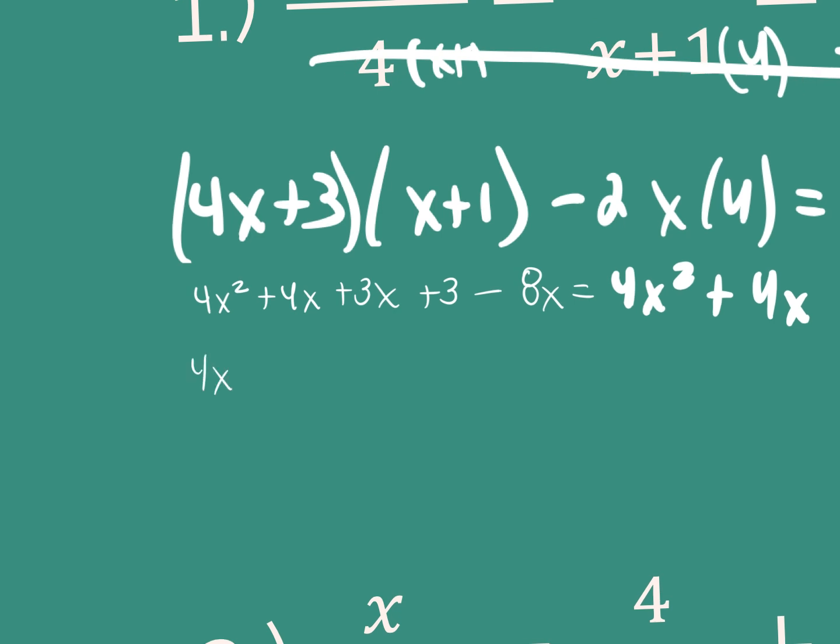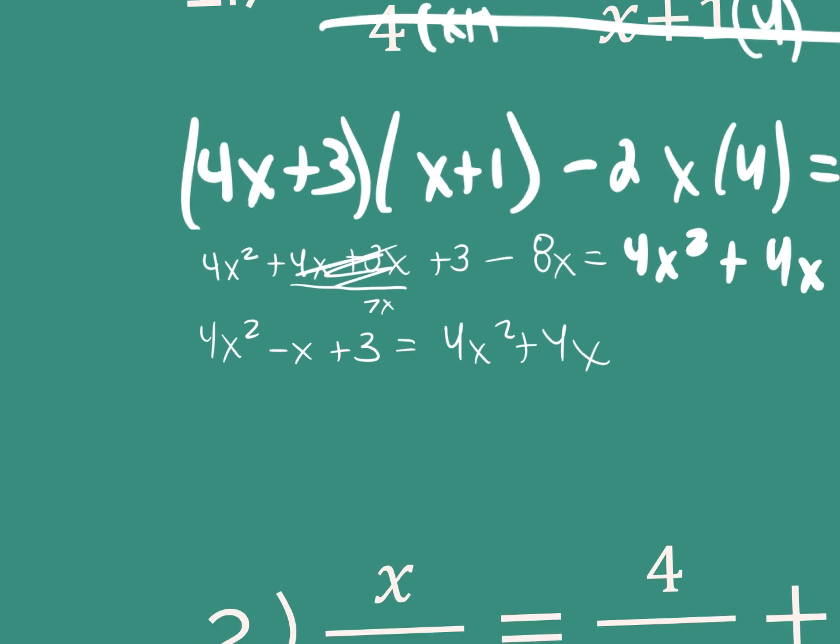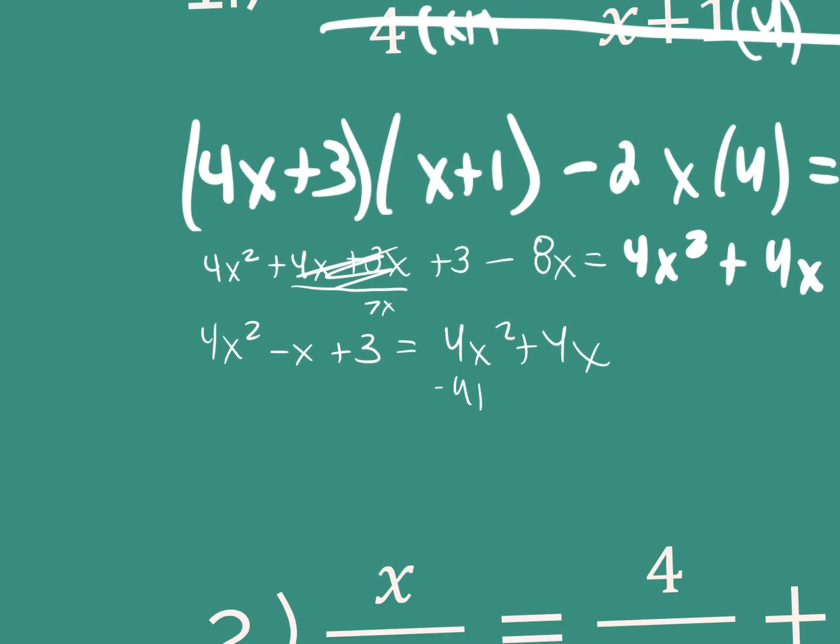All right, so clean up the left-hand side. We have 4x squared. I have a 4x and a 3x, which gives me 7x. Minus 8x. So minus x plus 3. You guys agree? Equals 4x squared plus 4x. Can we get rid of the x squareds? If I subtract 4x squared from both sides, what happens? It cancels out. So I'm left with negative x plus 3 equals 4x.